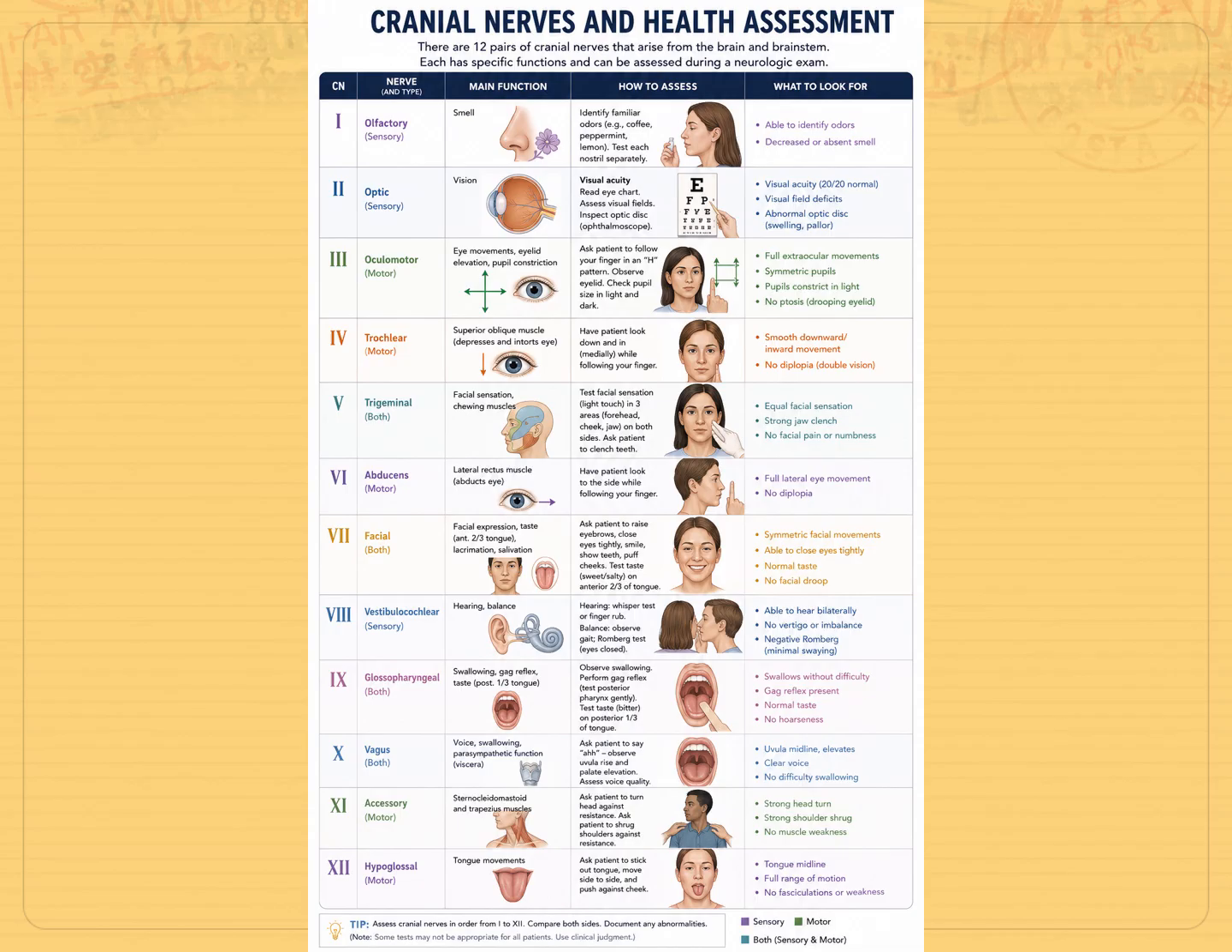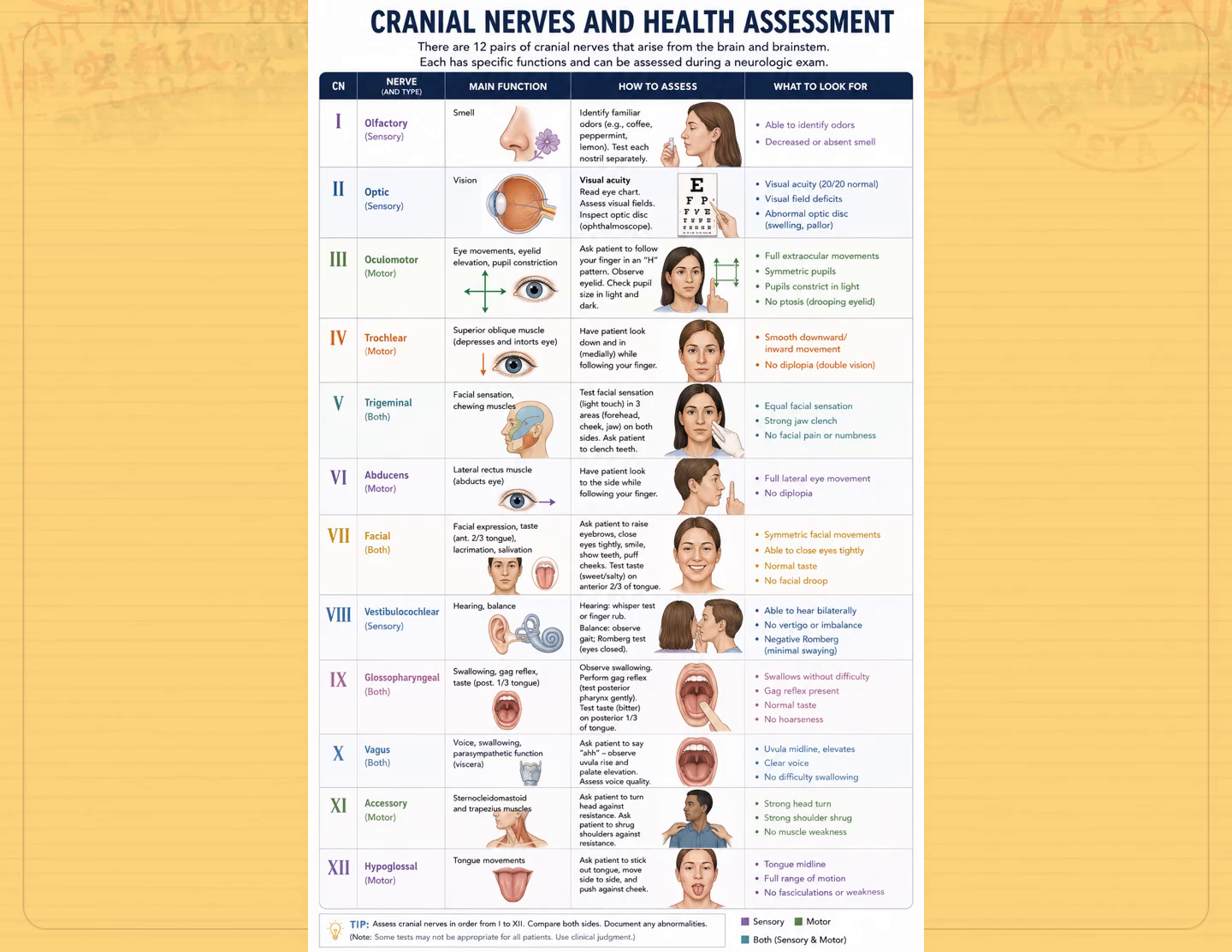Cranial nerve 3, oculomotor. This is motor in function. So it's controlling most eye movements, eyelid elevation, pupillary constriction, and accommodation. So we're asking our patients to follow our finger while we assess extraocular movements. And we're checking eyelid position, pupil size, and direct and consensual light reflexes.